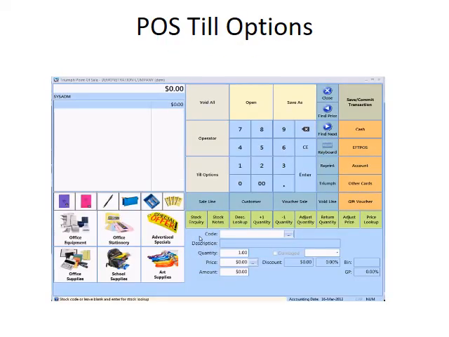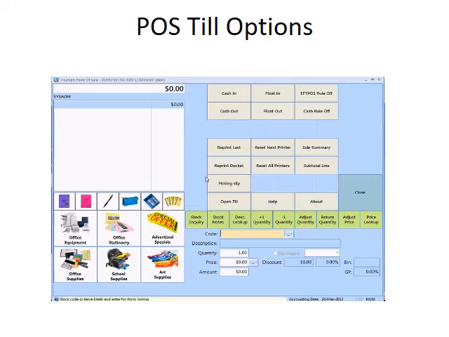So when you're looking at the point of sale, there are many different buttons and options that we can use here. If we're looking at just till options, which is one of the ones that does many things, we'll run through them here. The first one you can do is a cash out.